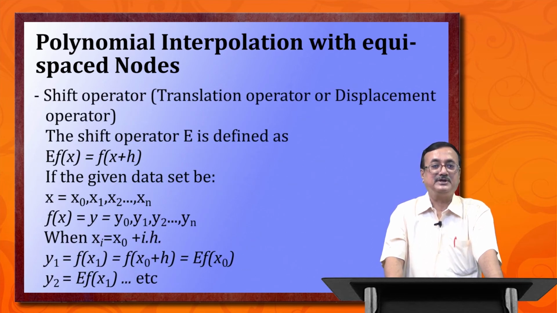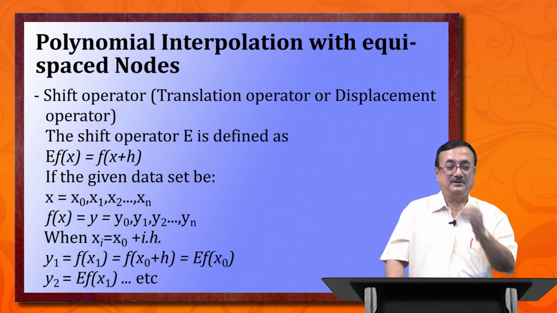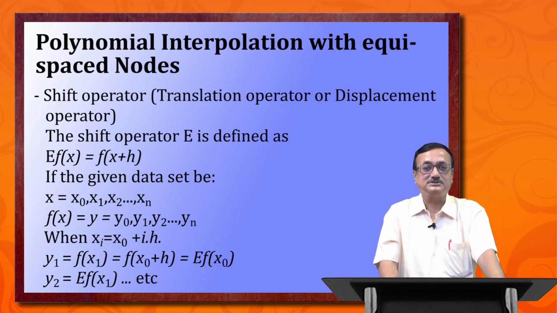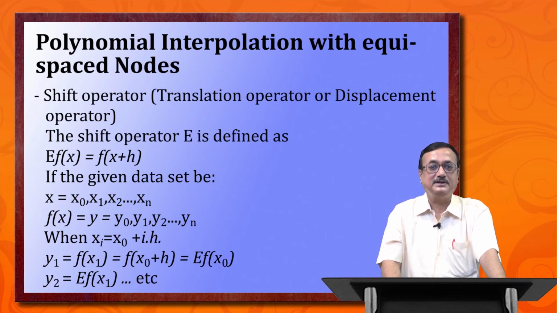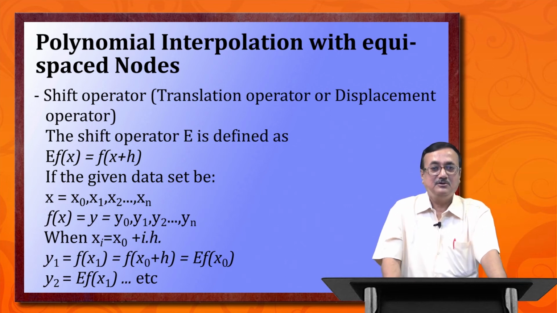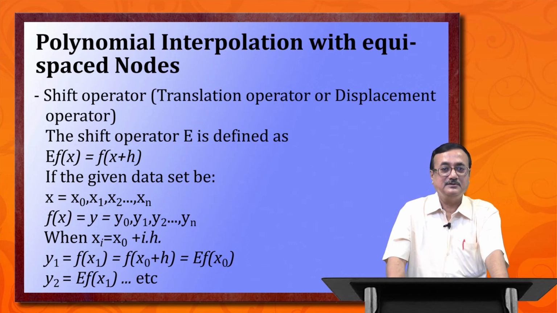The shift operator is denoted by capital E and is defined like this. If the given data set is x equal to x0, x1, x2 up to xn, with corresponding y equal to y0, y1, up to yn, where the xi's are equi-spaced, that is xi is equal to x0 plus ih, then y1 is equal to f(x1), which is f(x0 plus h), because x1 is x0 plus h. It is called E of f(x0). That is, E means the shift operator operated on f(x0) resulting in f(x1), that is y1.